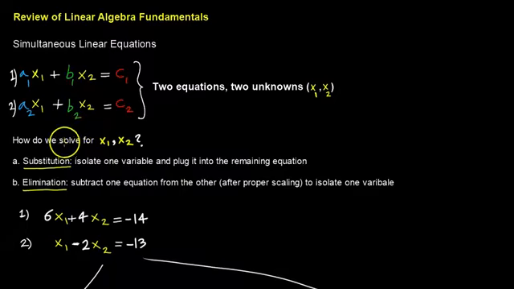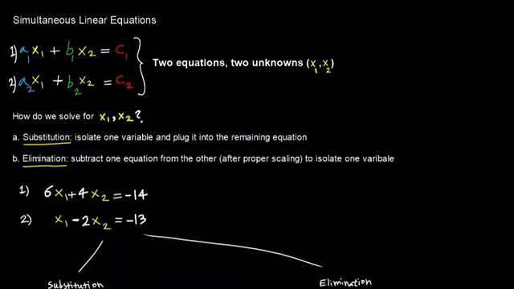So the question here is, how do we solve for x1 and x2? If you recall from earlier courses, you had two methods, which were substitution and elimination. The idea behind substitution is to isolate one variable, and once you do that, you plug it into the remaining equation and find the other variable. For elimination, you subtract one equation from the other after you properly scale it, so you can cancel one variable out fully. The goal there is also to isolate one variable and then plug it into the remaining equation.